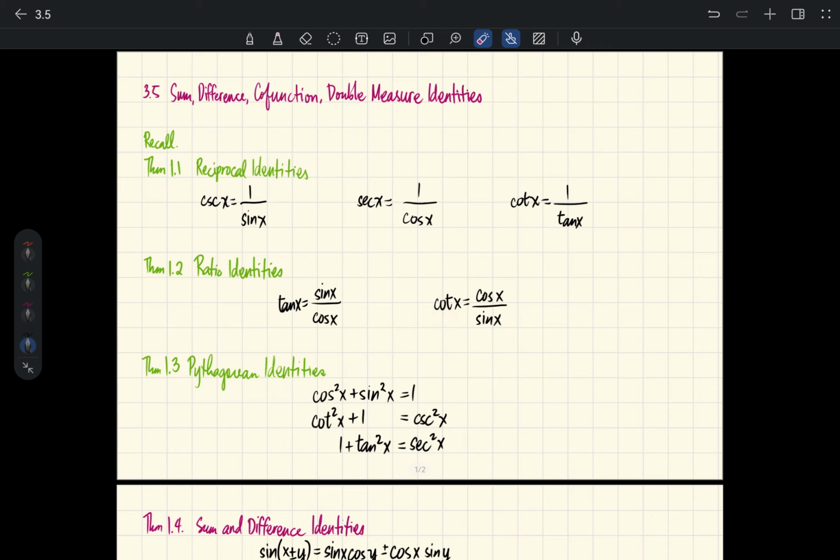Then last one is the Pythagorean identities. First one is your cosine squared x plus sine squared x equals 1. Then the second one here is, if you divide this one by sine squared x, you get cotangent squared x plus 1 equals cosecant squared x. And the last identity here is obtained when you divide this one by cosine squared x. So we get 1 plus tangent squared x equals secant squared x.